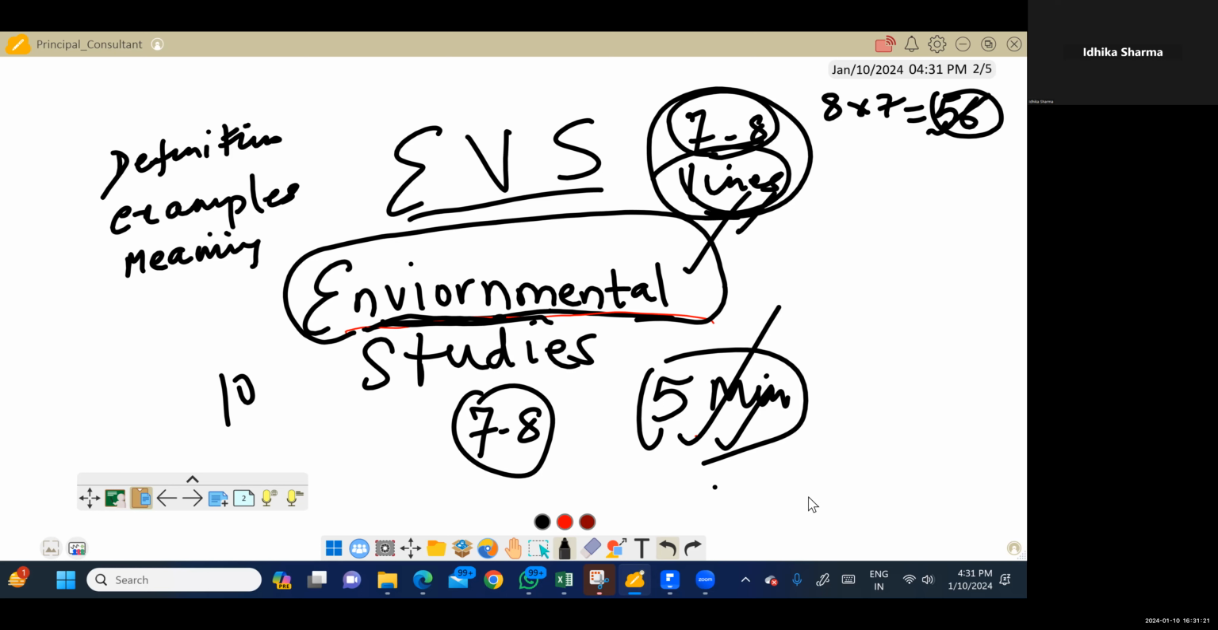Yeah, Indika, go ahead. 10 points on environment. First, the environment is a gift that needs a lot. No, hold on. It's not environment, it's environment. The environment.